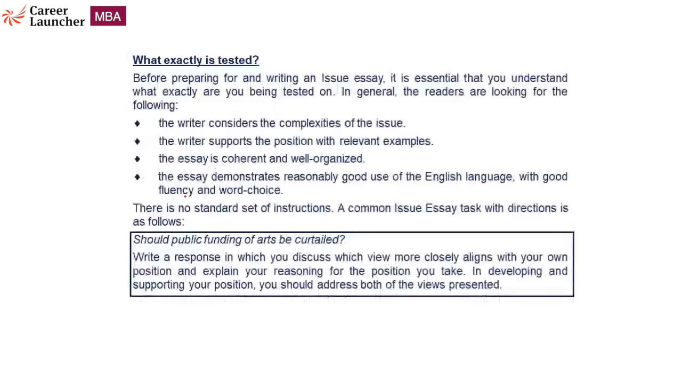So here, let's have a look at what exactly is tested on the issue essay, what the essay is all about. Before preparing for the issue task, it is essential that you understand what exactly the task is. So here, the readers are looking for the writer to consider the complexities of the issue. So you understand what the topic really is. You support your position with relevant examples. Your essay must be coherent and well organized.